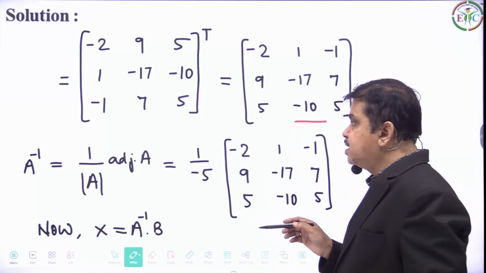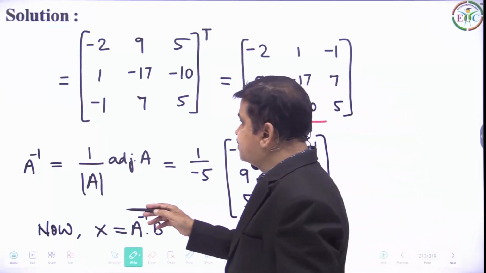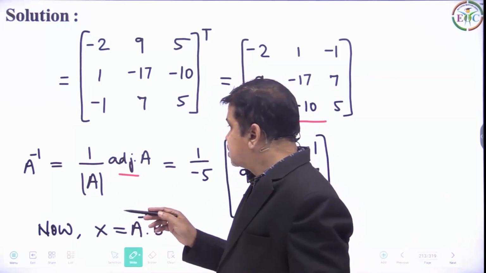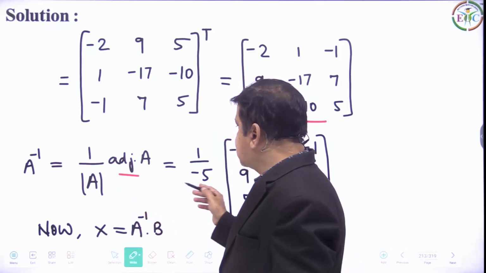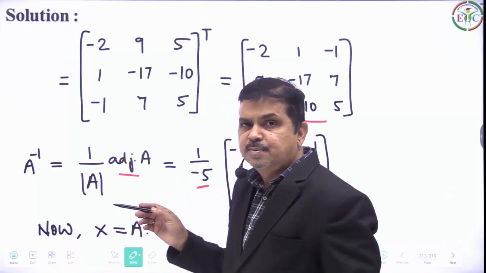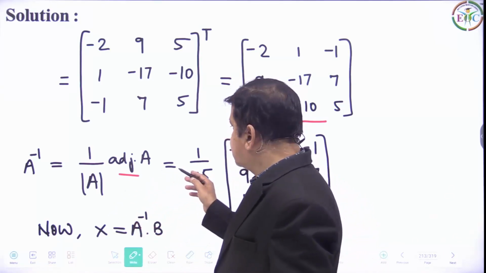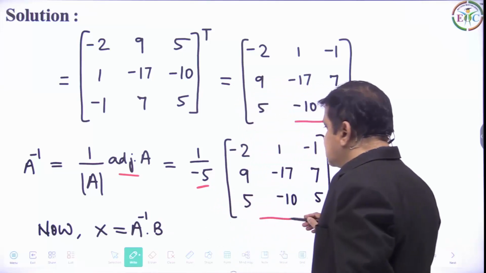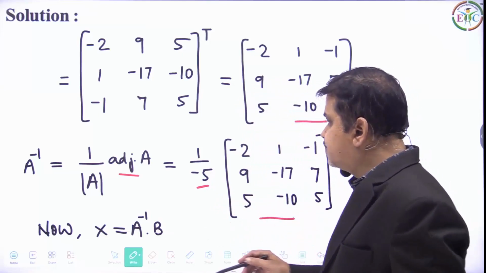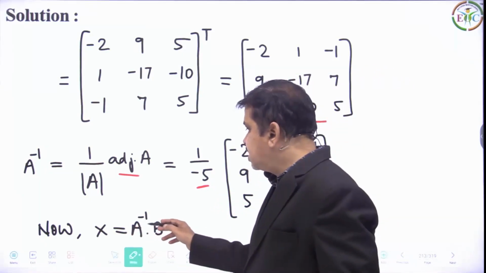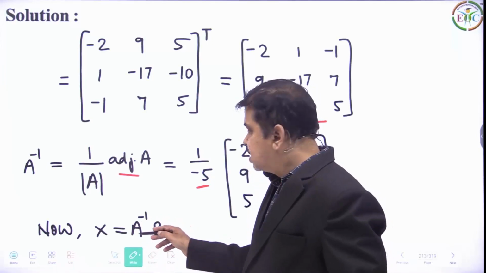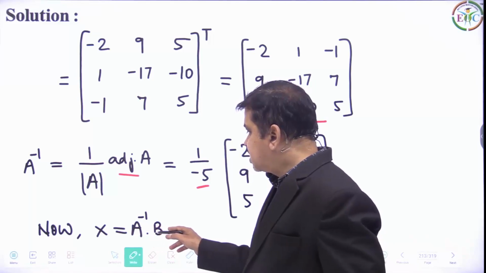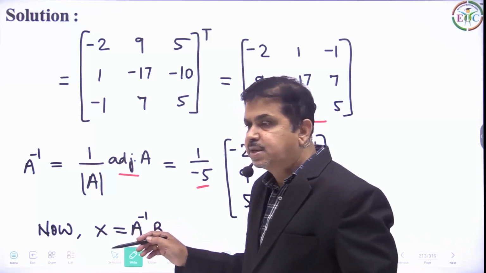Now to find A inverse, A inverse is given by 1 by A determinant into adjoint A. What is A determinant? We have found it as minus 5. Therefore A inverse will be equal to 1 divided by minus 5 into the adjoint A matrix. Now we have the equation X equals A inverse into B, so we have to find the matrix multiplication of A inverse with the matrix B.